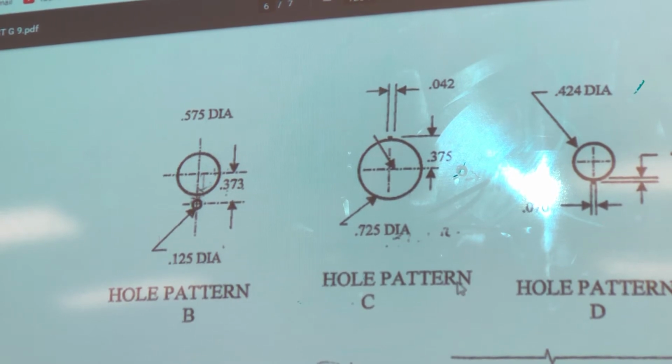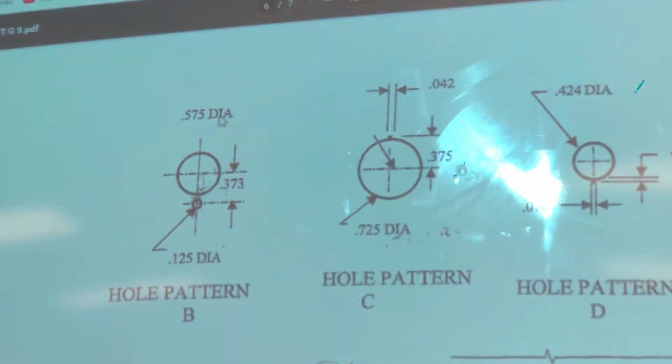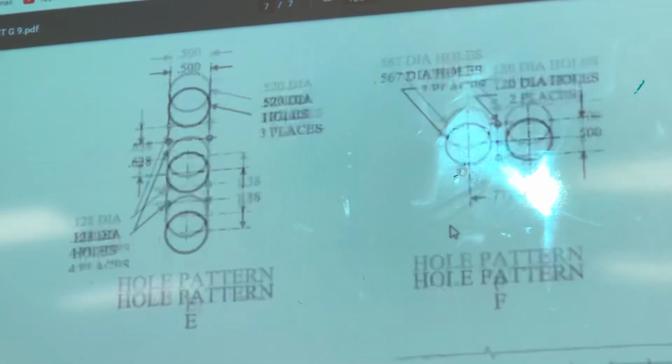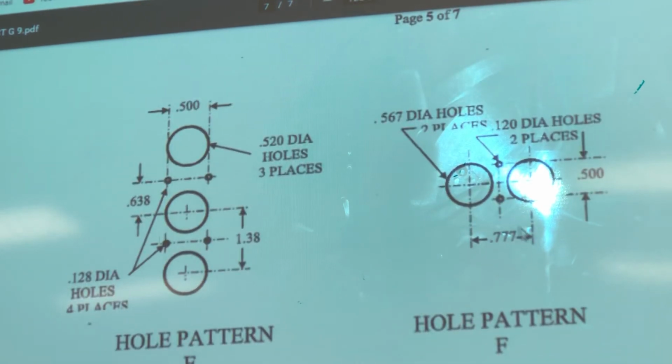Number 12, the distance between the center of the holes in hole pattern B, 373, center to center. Number 13, how much metal separates 2 holes in hole pattern B? And we did this whole thing, subtracted the radiuses, right? You just take the 373, and if you subtract this radius and this radius, you got it. So we got rid of the metal that was there, right? So then 14, what's the distance between the 2 large holes in hole pattern F? So we go to hole pattern F, 2 large holes was 0.777. Then it says what's the vertical separation of the small holes, 500 thousandths.